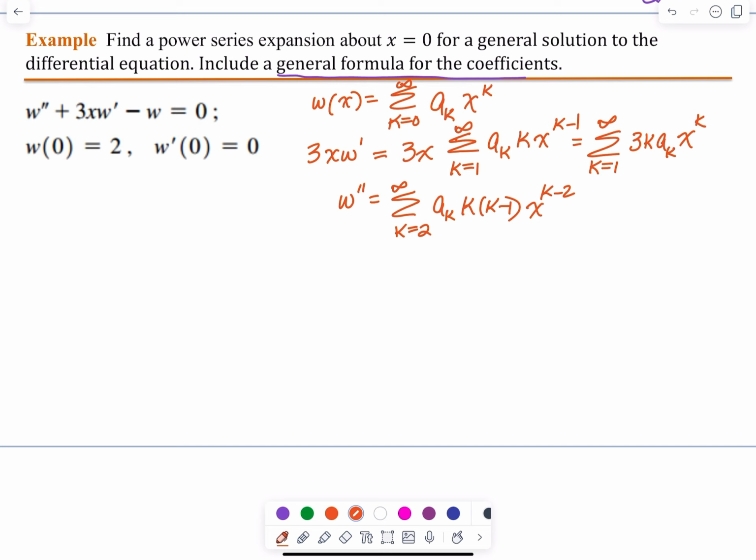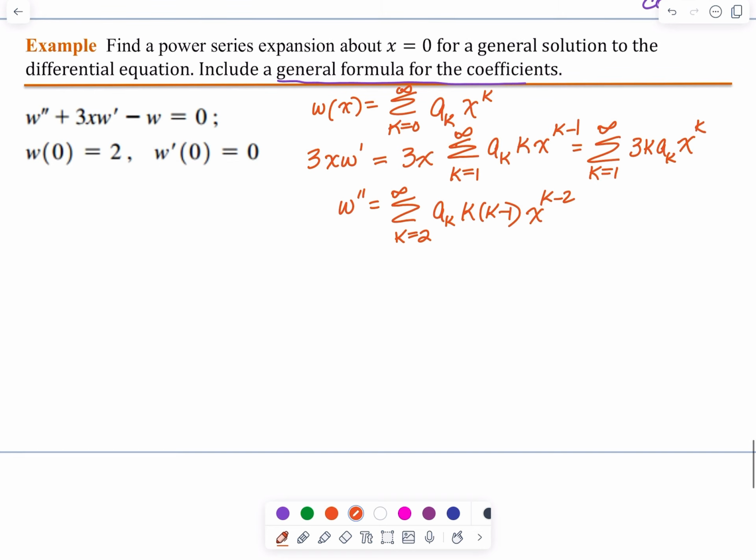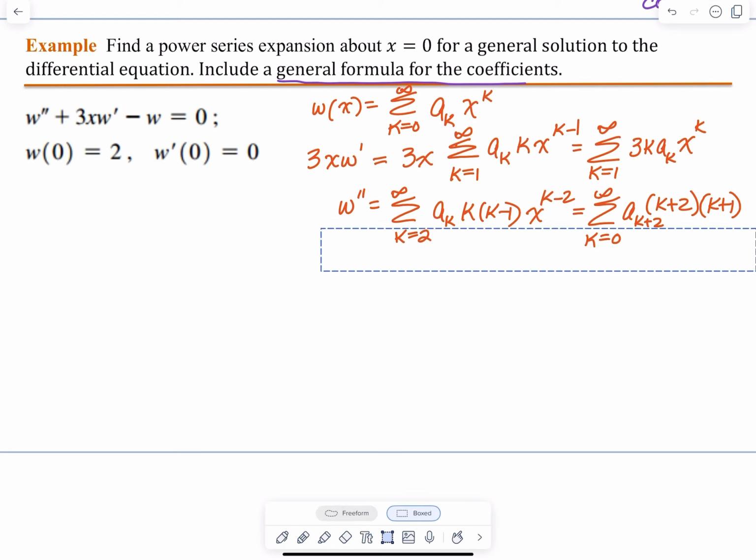And now we can shift our index, adding 2 to k. We have k equal to 0 to infinity, a sub k plus 2, k plus 2, k plus 1 multiplied by x to the k. Just shift all that over for a minute.